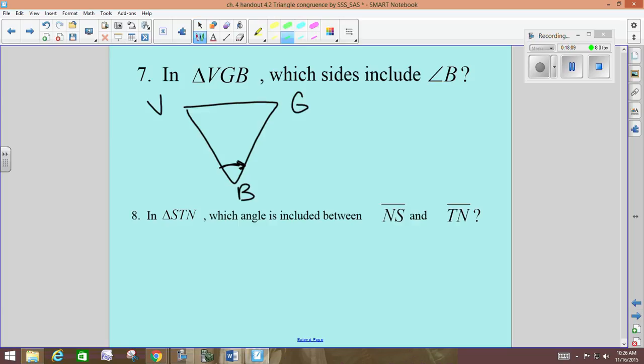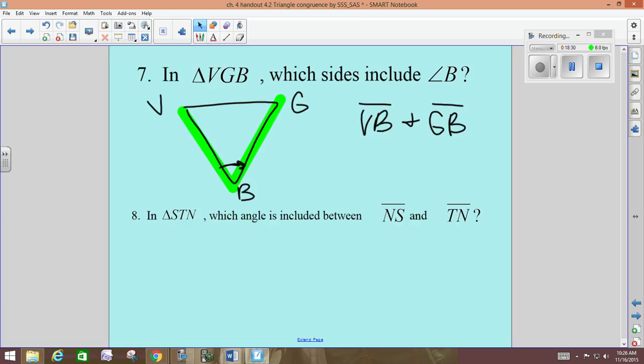VB. And what else? GB. Good. Those 2 sides sandwich. I don't know how else to describe that. They sandwich angle B. They're on the outsides of them. Angle B is between them. It's where they meet. So we'll say side VB and side GB. It's basically the 2 sides that make up that angle.